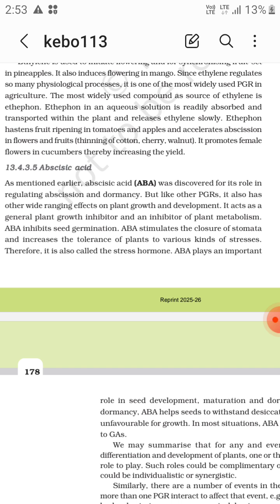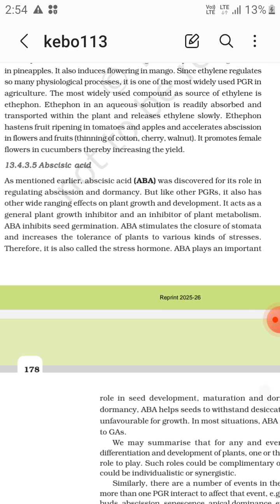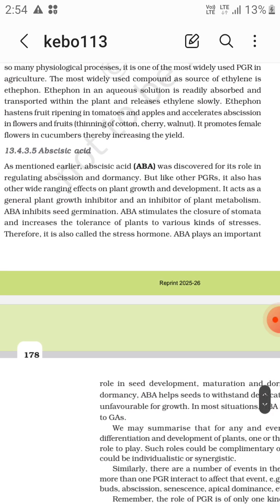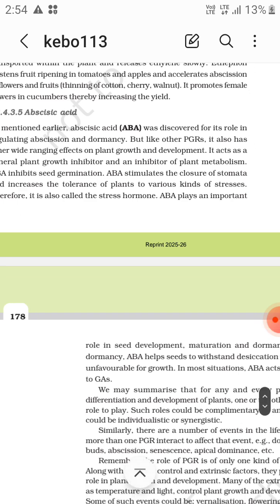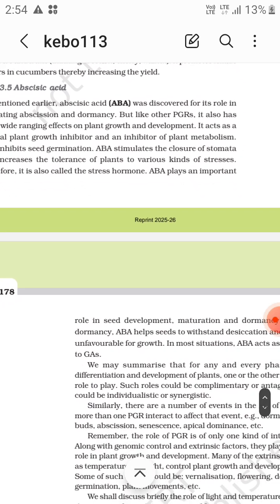Abscisic acid acts as a general plant growth inhibitor and an inhibitor of plant metabolism. ABA inhibits seed germination. It stimulates the closure of stomata and increases the tolerance of plants to various kinds of stresses. Therefore, it is called the stress hormone, because it increases the tolerance of plants to various kinds of stresses.